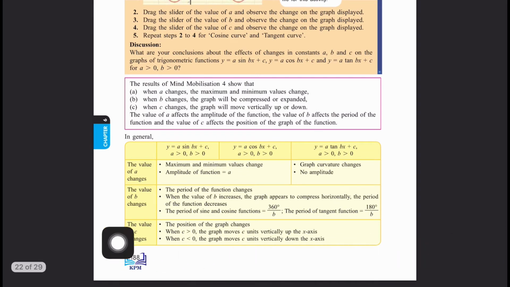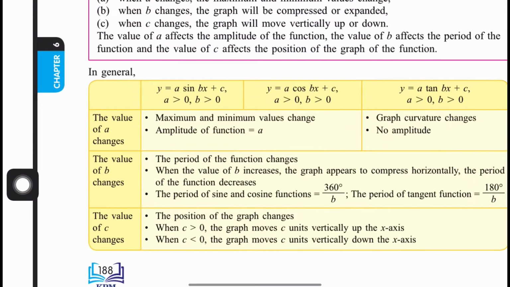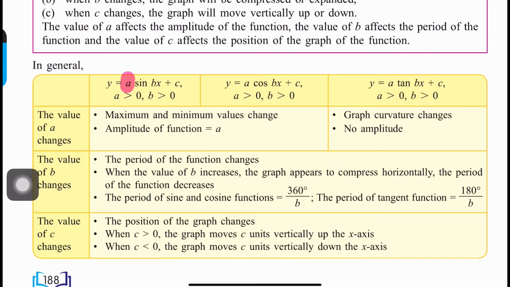Okay, look at this yellow table. Sekarang, when the value A changes, the maximum and minimum value change. Amplitude of a function is equal to A. Sekarang A ini mewakili amplitude. Ingat, depan sekali, saya zoom, this part of the equation is amplitude. Yang depan sekali nak tengok tinggi rendah dia. Kalau depan dia ni 2, maksud dia amplitude dia 2 lah. Next, for tangent graph, untuk tangent kita tak ada amplitude. There is no amplitude for tangent graph.